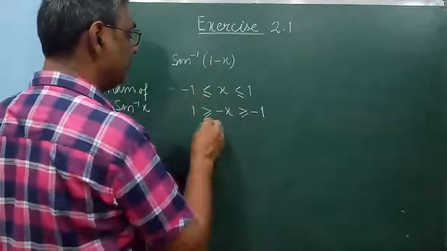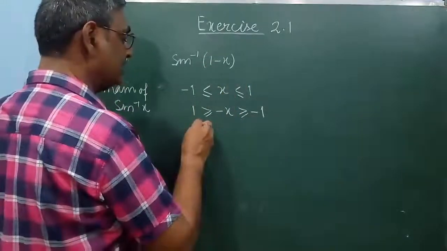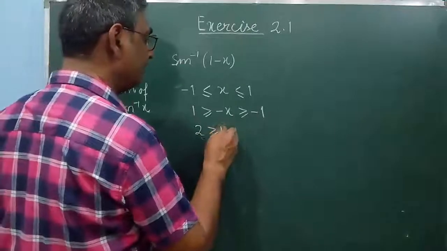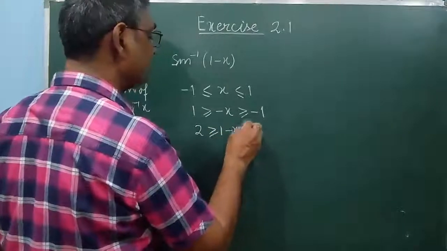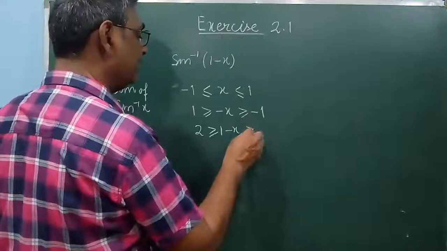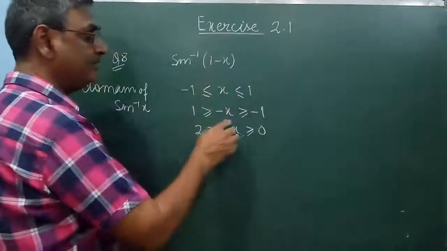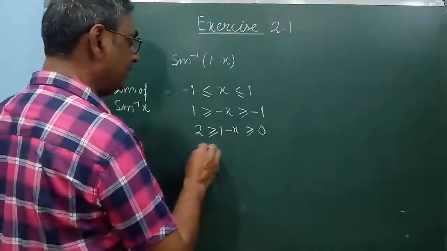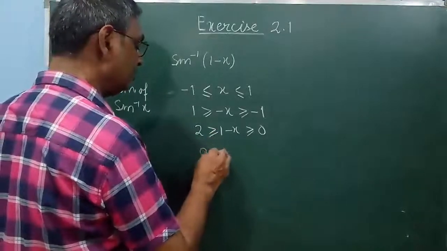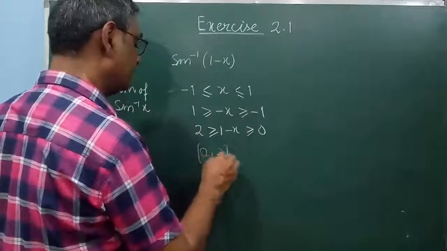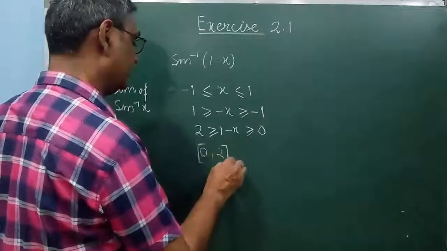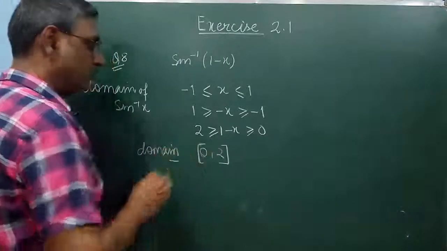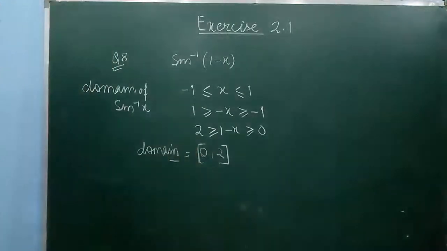Now here we can add 1 to all sides. So here 2 is greater than or equal to 1 minus x, which is greater than or equal to 0. Why? We have added 1 to all sides. So what is the domain? The domain is from 0 to 2.